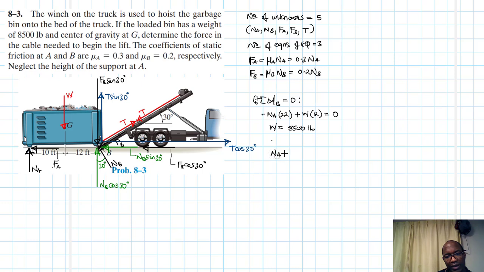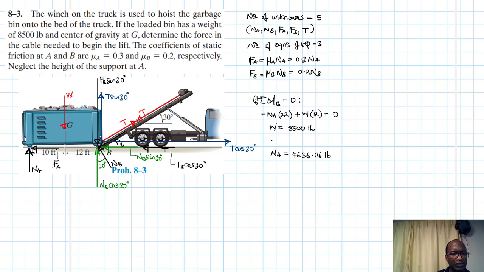Therefore, our NA is just going to be equal to 8,500 times 12 divided by 22. The loaded bin has a weight of 8,500. 8,500 times 12 divided by 22, right? That's 4,636.36 pounds. Great. So here we are. We found one. So now we want to find the tension force T.